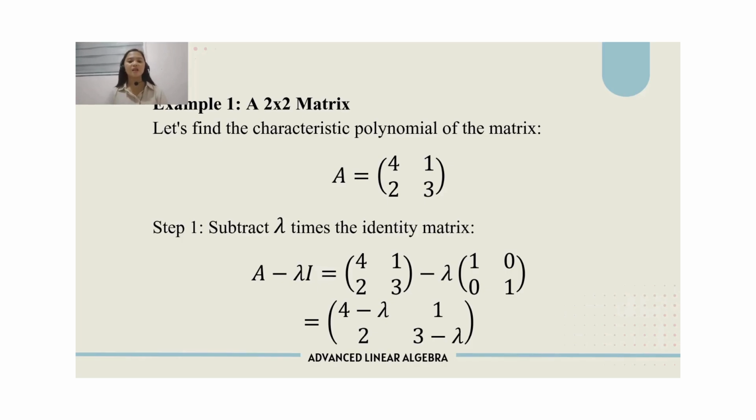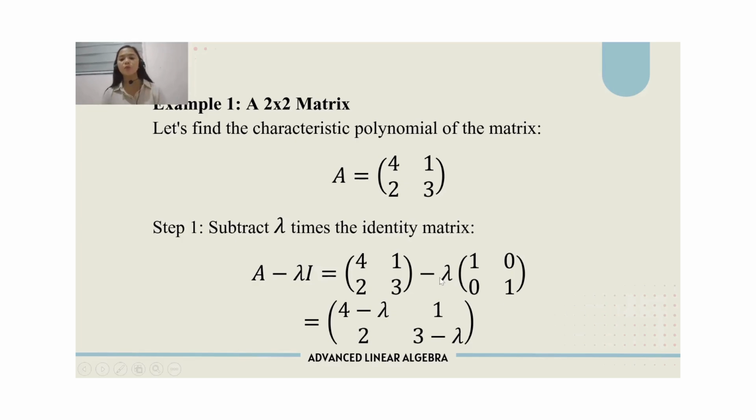Step 1. Subtract lambda times the identity matrix. Square matrix minus lambda times the identity matrix equals the first row is 4 and 1 and the second row is 2 and 3 minus lambda times the identity matrix, which is 1, 0, 0, 1. For the identity matrix, we set the main diagonal to 1 and fill all other positions with 0. So let's simplify this one.